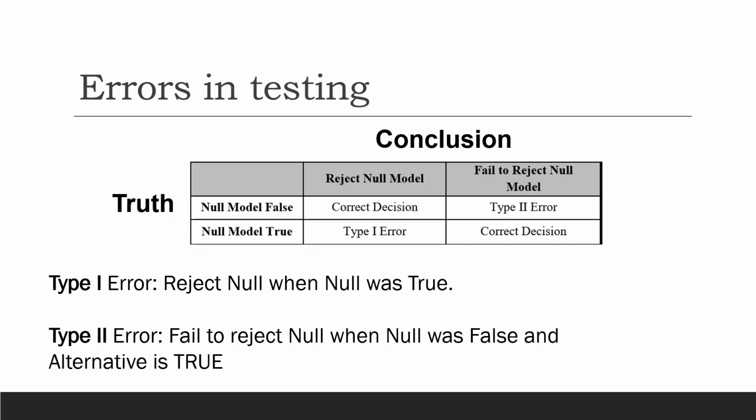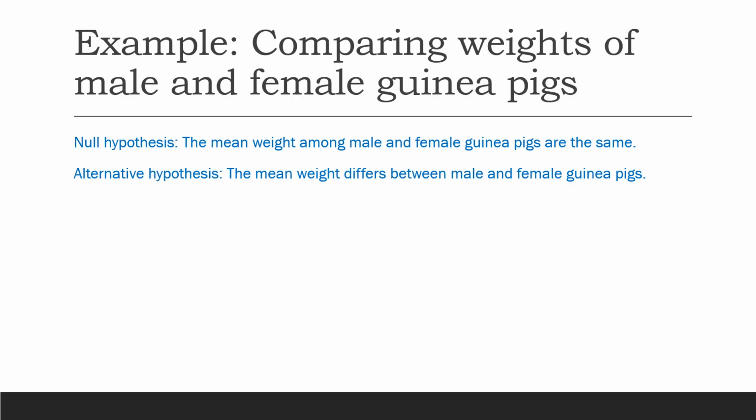So I'm going to take just a minute and think about what these errors would mean in a context. So first of all, look at an example comparing weights of male and female guinea pigs. I'm going to test to see if there's a difference in mean weight between them. So the null hypothesis will be that the mean weight among male and female guinea pigs are the same. And the alternative is that the mean weight differs between male and female guinea pigs. Take a minute, stop the video, and think about what it would mean to make a type 1 error in this situation.